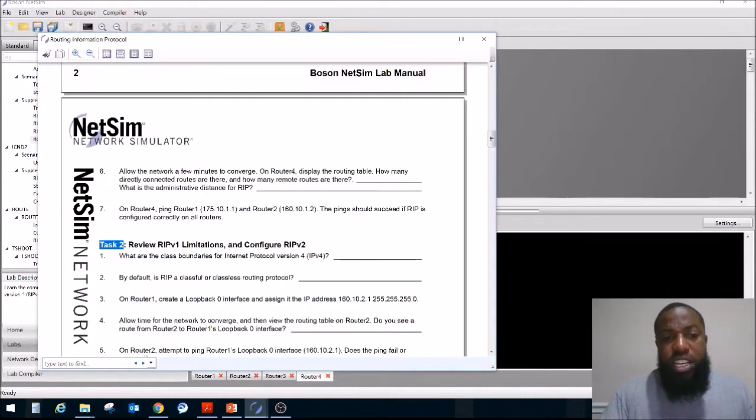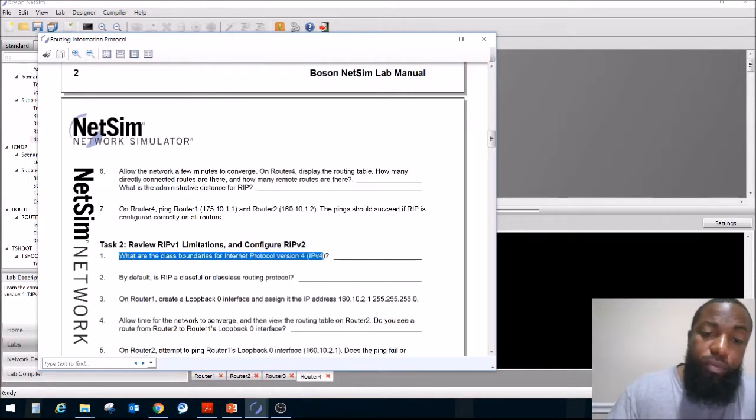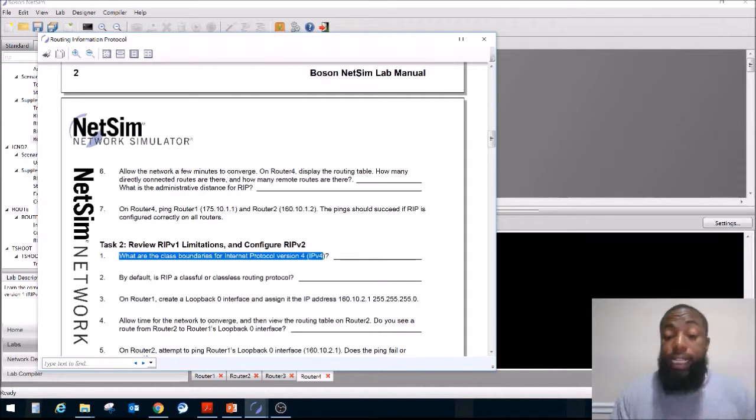Task 2, review the limitations of router RIP version 1 and configure version 2. What are the class boundaries for IPv4? You know what the class boundaries are? We got class A, which is, I believe, the one network all the way to 127, and then class B, which is 128 through 191, and class C is 192 all the way to like 224, something like that. Those are the class boundaries.